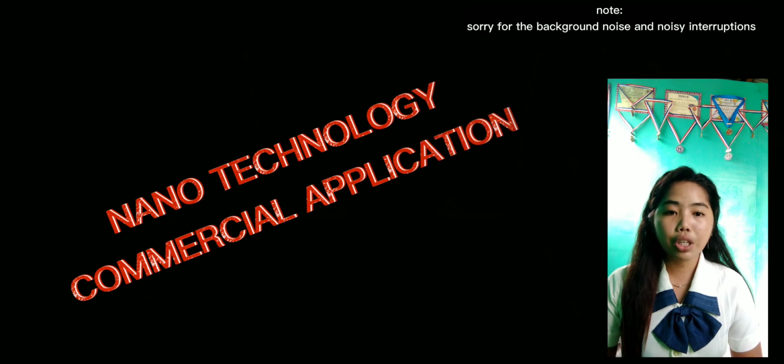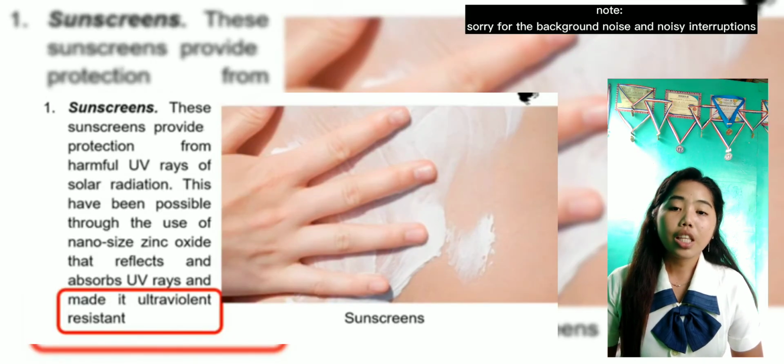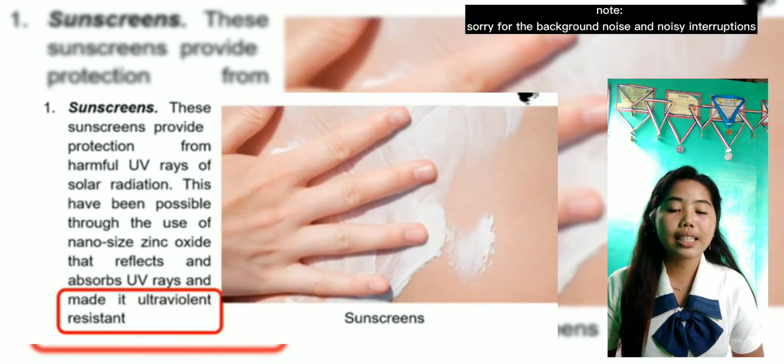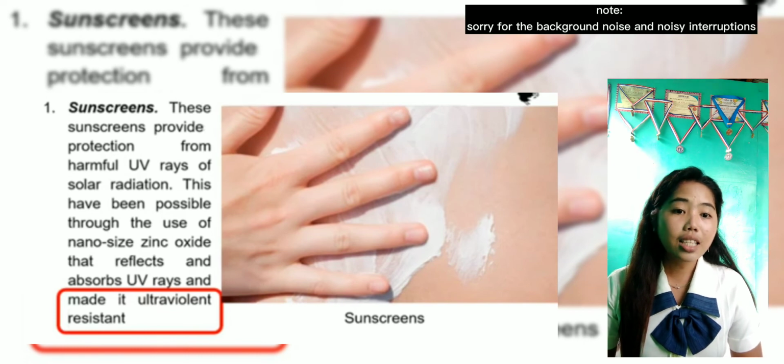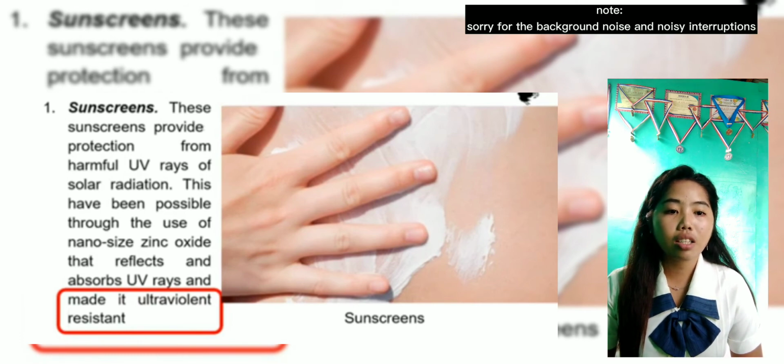So now let's move on to nanotechnology commercial applications. The first one is sunscreen. Sunscreen provides protection from UV rays, possibly using nano-sized zinc oxide and titanium oxide that reflect and absorb UV rays and make it ultraviolet resistant.